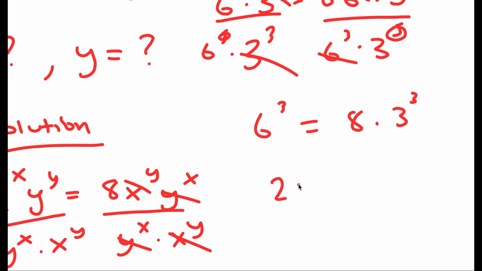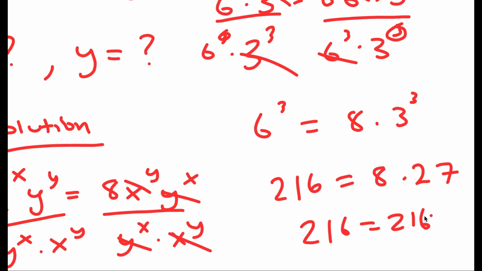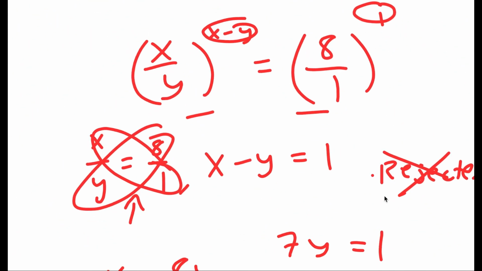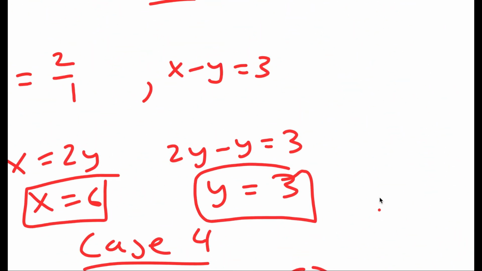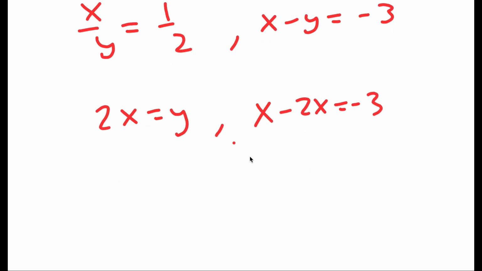Now 6 to the power of 3 is 216. And I have this is equal to 8 times 27, which is also 216. So these two are true, so that solution is accepted. x equals 6 and y is equal to 3.